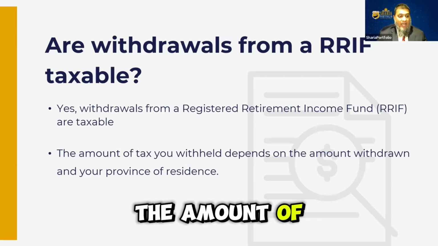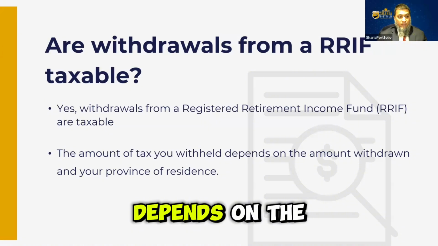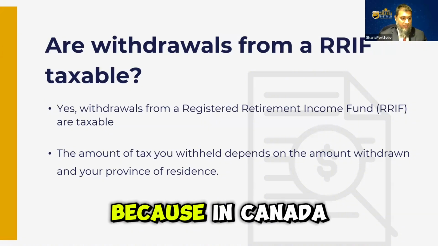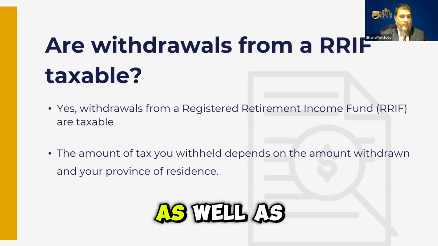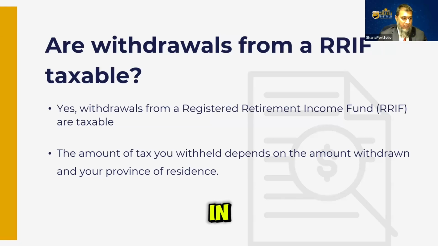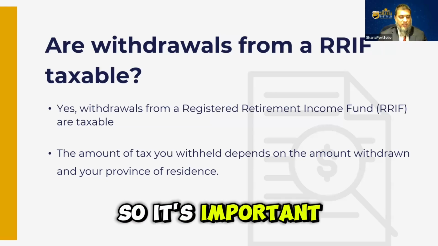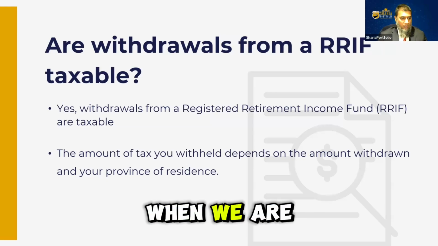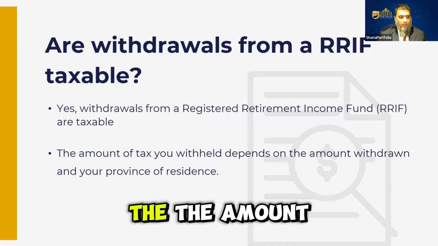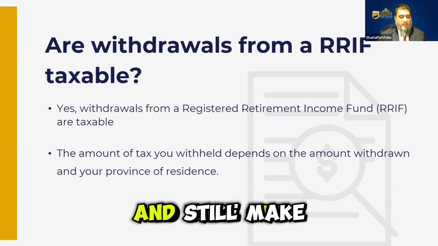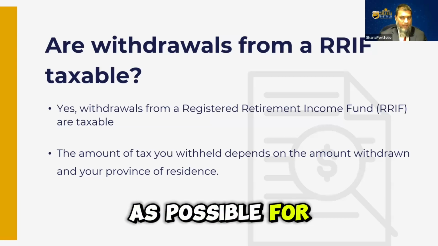And of course, the amount of tax that we will pay at the age of retirement depends on the amount that we're withdrawing, because in Canada, of course, we do have the tiered tax bracket system, as well as the province that we're doing it in, because each province has different taxes as well. So it's important to consult a tax advisor when we are going to be taking funds out of an RRIF, to figure out the amount that we need to take out and still make it as tax advantageous or beneficial as possible for us.